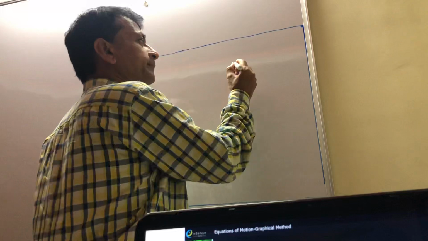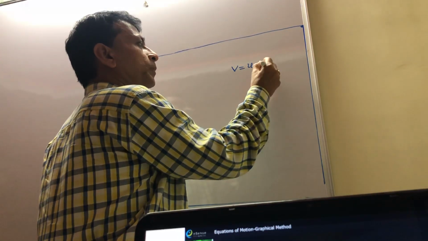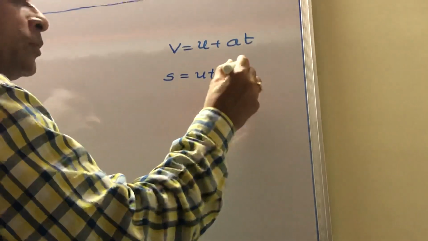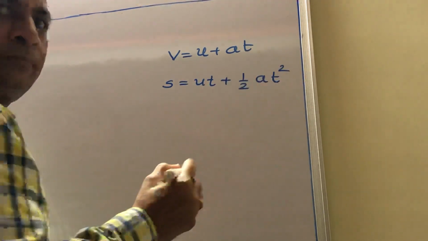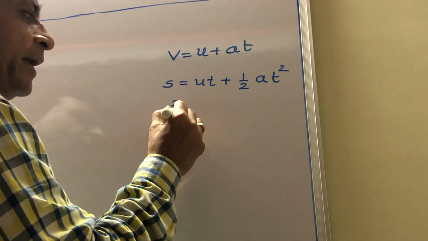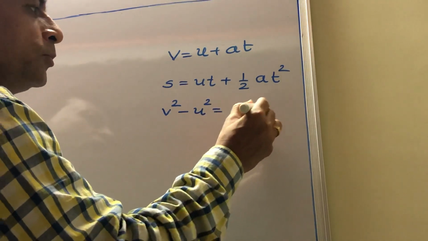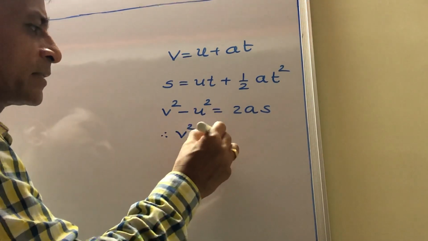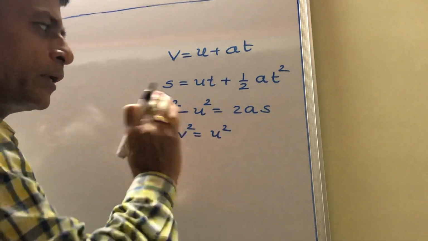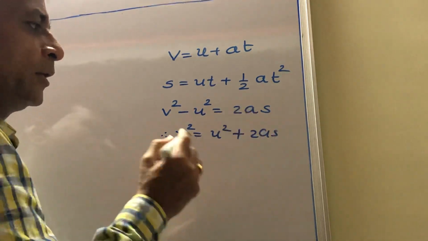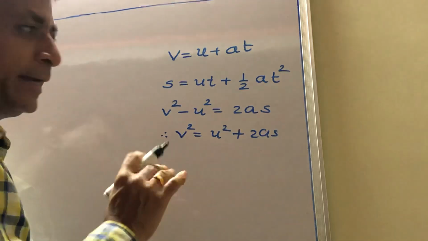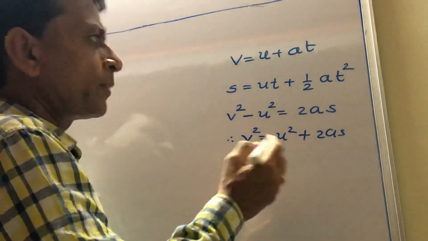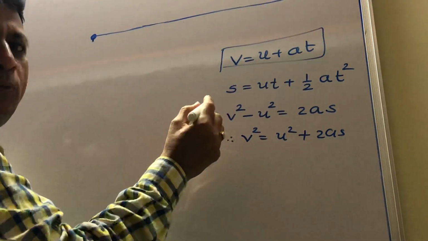Again, the equations are v = u + at. Another equation, s = ut + ½at², and the third one, v² − u² = 2as. Of course they are the same: minus u² becomes plus u² on the right hand side, so v² = u² + 2as. So both equations are the same.